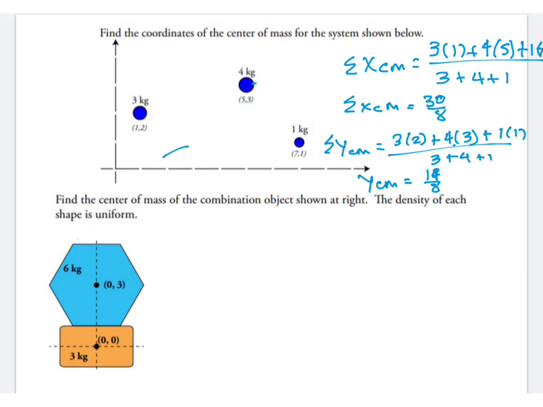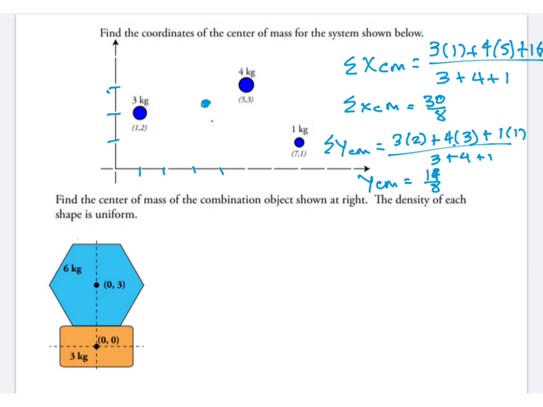Okay, so what does that mean? Well, if I had to hang this object on the wall, these 3 weird independent pieces, I would locate the center of mass at 30 eighths, 19 eighths. That's almost 4, and 19 eighths is a little bit over 2, almost halfway to 3. So almost 4, a little over 2. Here's your center of mass, based on the information.